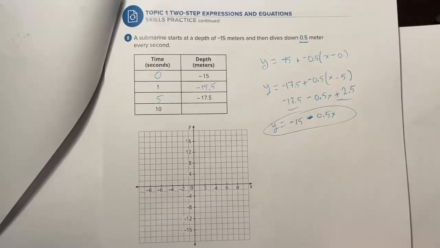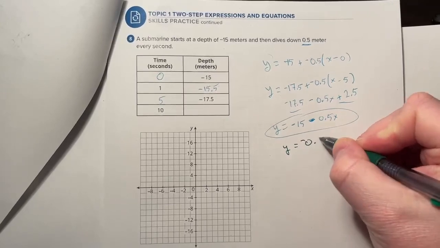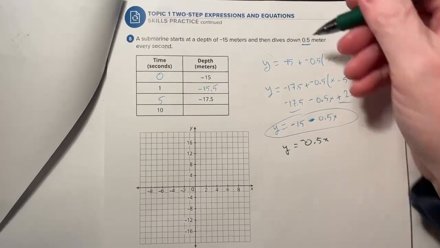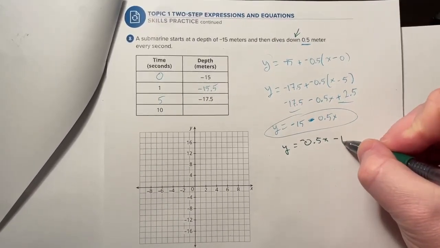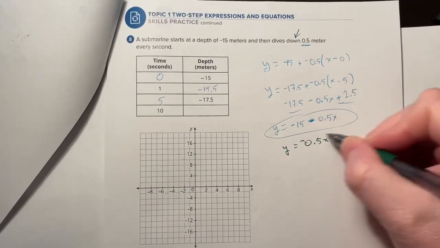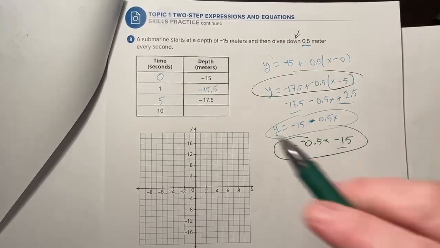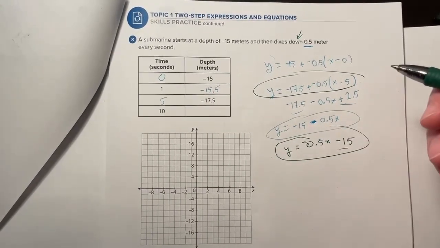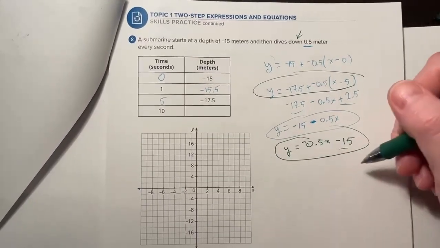Or you can write it, which is how in the future you'll be writing it this way: negative the descent, the unit rate, negative 5/10 of a meter descending. That's why it's negative. I'm going down. And I'm already starting at negative 15. That's my equation. Or you can use that one, for example. But you can use any of these equations to solve for the problems.